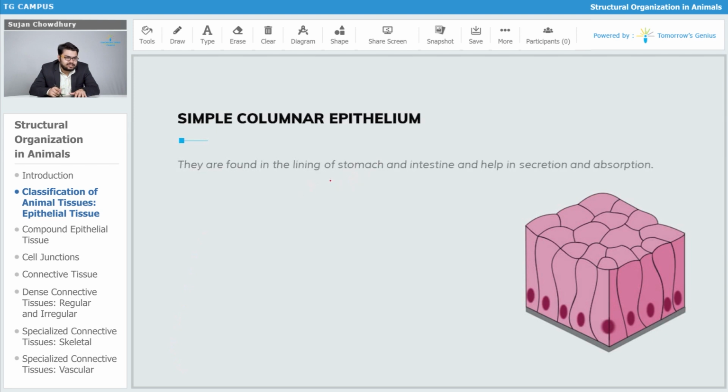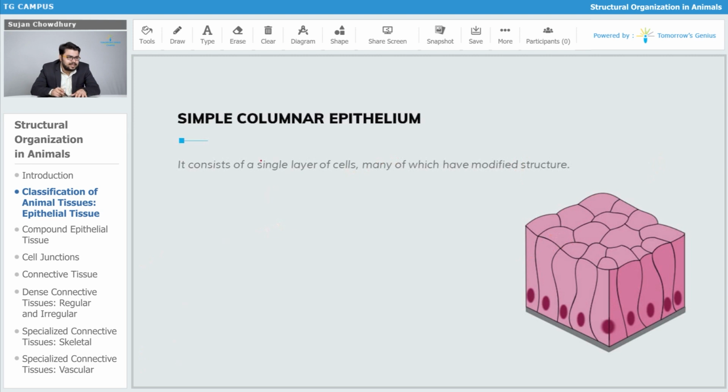They are found in the lining of the stomach and intestine, and they help in secretion and absorption. As they have microvilli, they can increase the surface area of these cells, and definitely they can perform the function of absorption as well as secretion of certain substances.